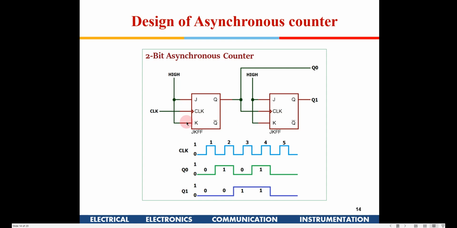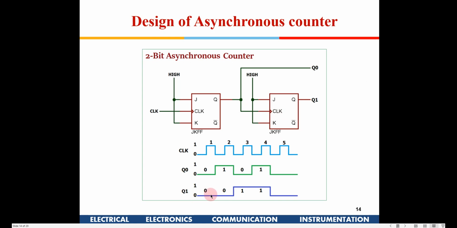J and K are given 1 out here, right? So it will toggle. When the clock is coming, this is a negative edge triggered flip-flop. When the clock is falling, it is going from 0 to 1, and again the clock is falling, it is coming from 1 to 0. This clock is falling, it is going from 0 to 1, and again a clock falling from 0 to 1. Now this data which we are getting out here is being given as a clock here in this particular circuit. Then what happens?